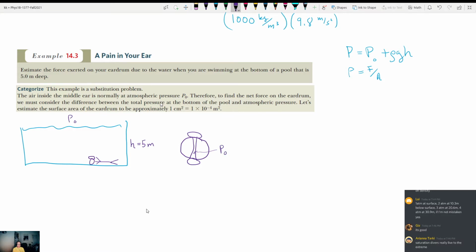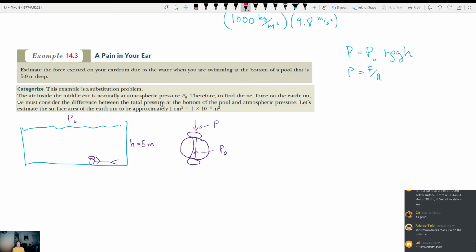Okay? Now, since this person is submerged in water, the pressure on the outside of the ear is going to be higher, right? We'll call it P. So, when you have a situation where the pressure on one side is different than the pressure on the other side, then there's going to be kind of a net effect, which is that there's going to be a net force that's acting over here. Now, there's also a force on the inside, but that force on the inside is going to be smaller than the force on the outside, right? Because greater pressure.